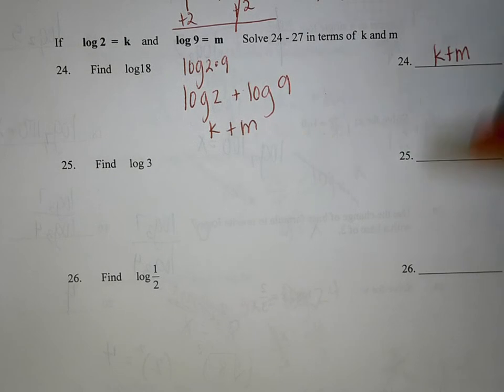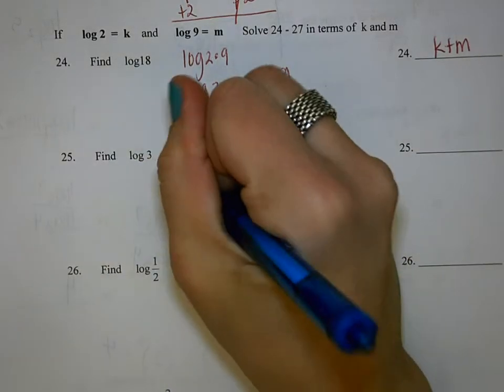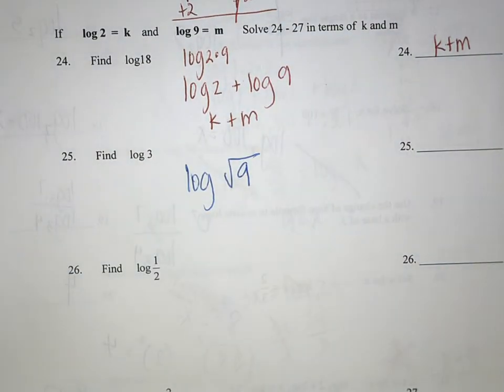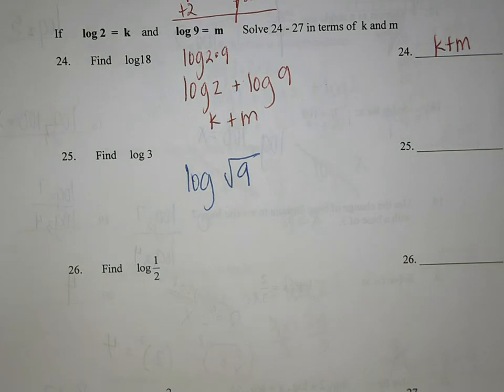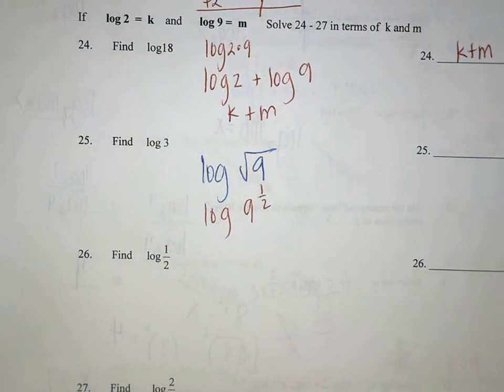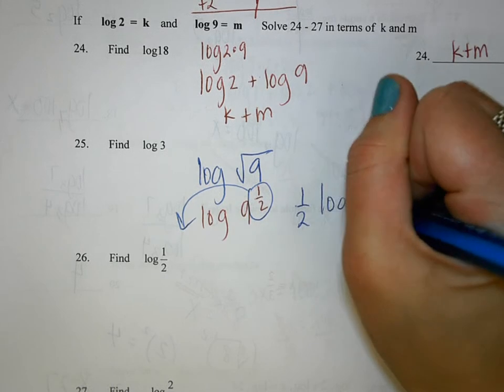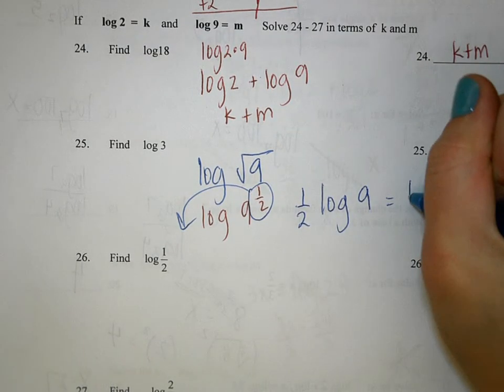But they're not multiplying, right? They're adding. Okay, how can I get 3 using 9, 2, and 10? You're thinking right. The square root of 9. Yes, you've got it. So log square root of 9 is 3, right? But we can't write square root, so we're going to change that to be 1/2 exponent. So log 9 to the 1/2. And then what do you do with exponents? You bring it to the front. So that means I have 1/2 log 9. And so I have 1/2 m, or m over 2.